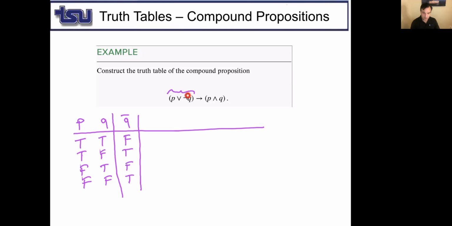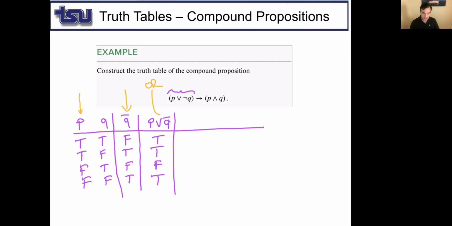Now, once I have not Q, I already have P, right? I have P right there, and not Q right here. So I'm ready to have P or not Q. This is my P, this is not Q, and this is the OR operation. So if you recall, true or false is what? True. True or true is true. False or false is false. False or true is true. So now I get this one.